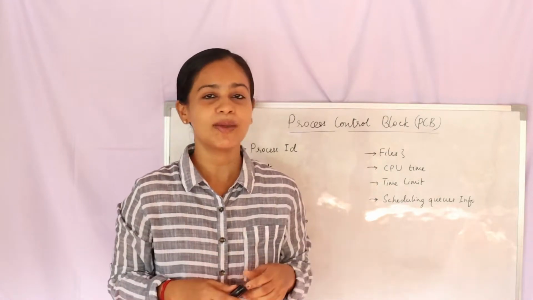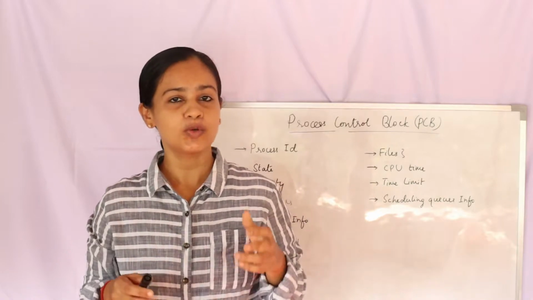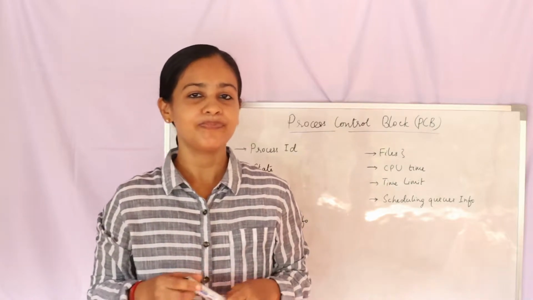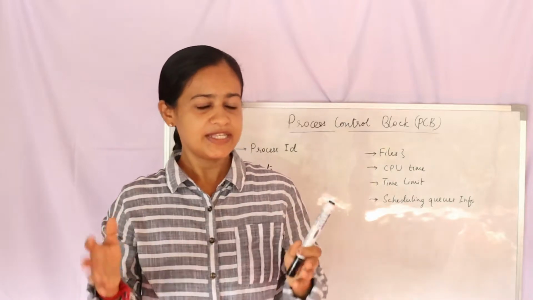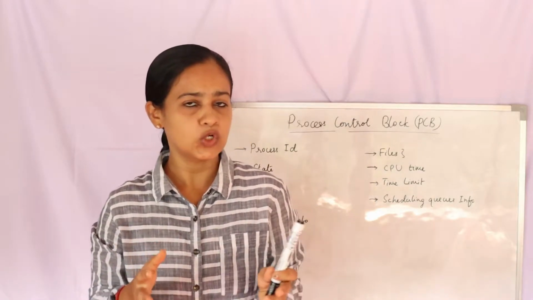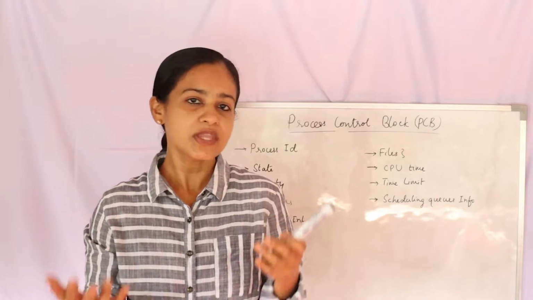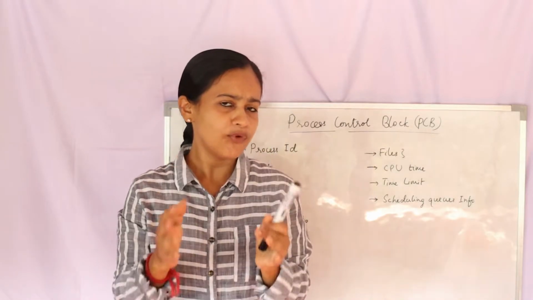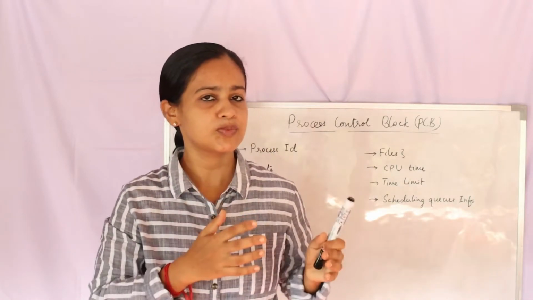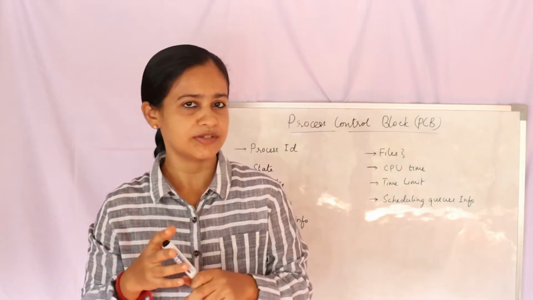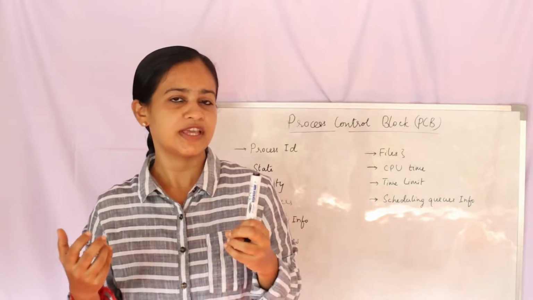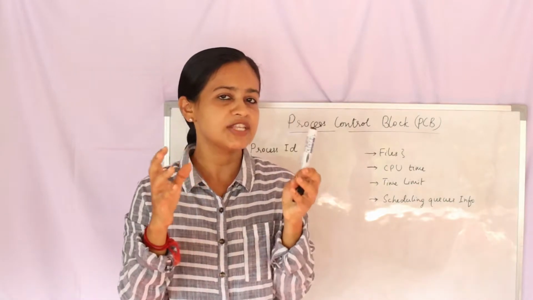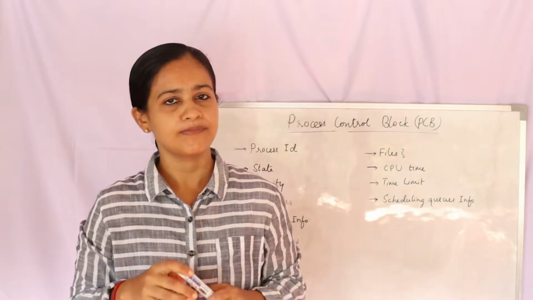In this video, I am going to talk about process control block or PCB in an operating system. What is a PCB? A PCB is a data structure that holds all the information about a process. Whenever a process is created, a corresponding PCB is also created. For every process, a single PCB is associated with that. And this PCB is stored in the main memory.